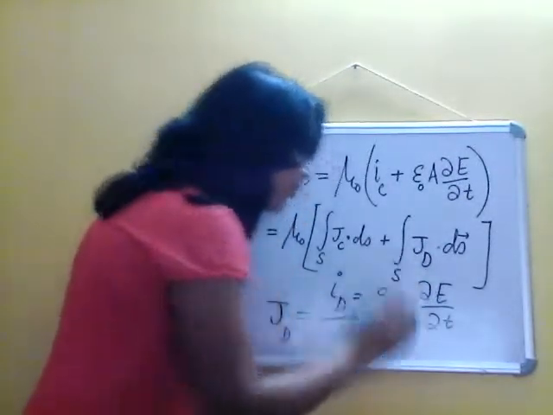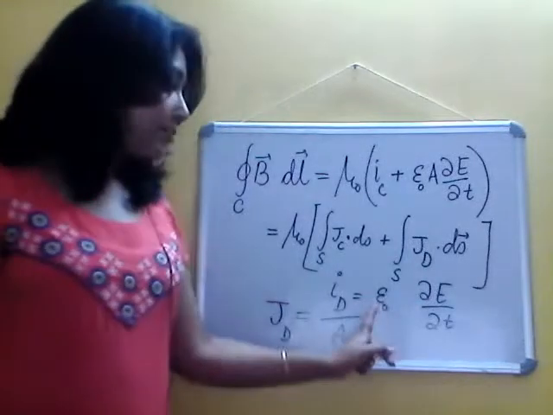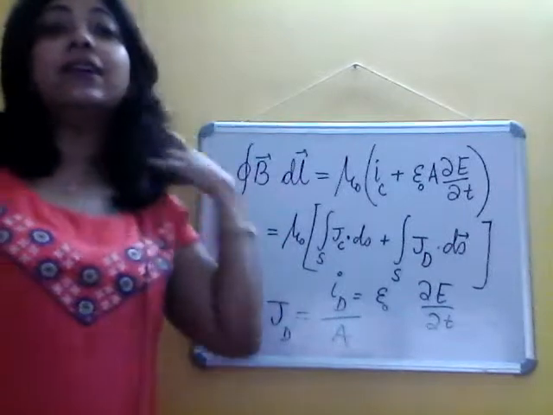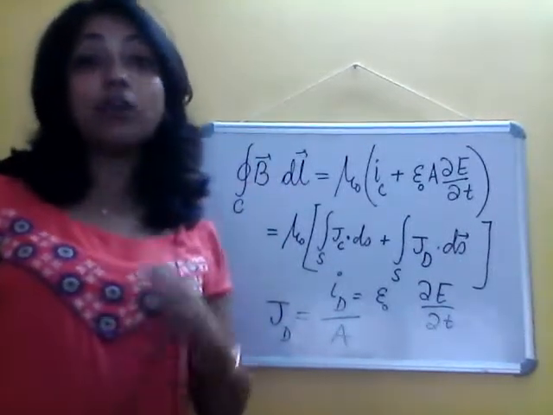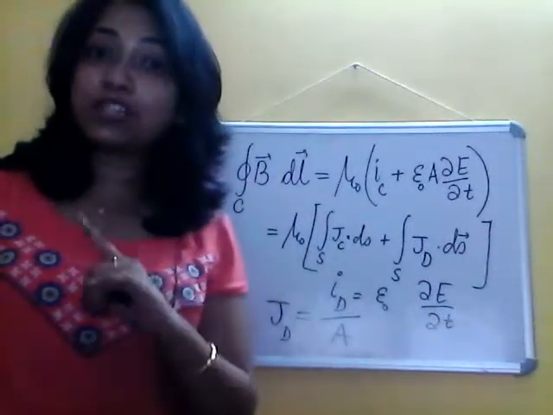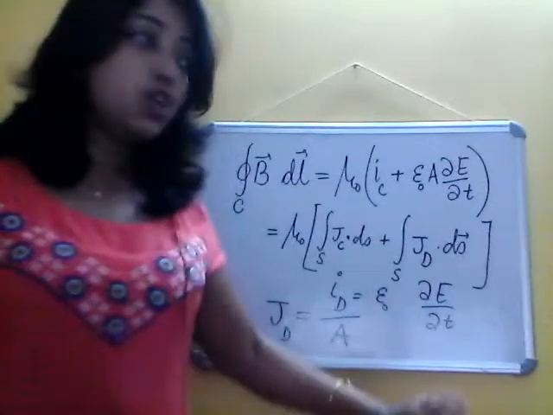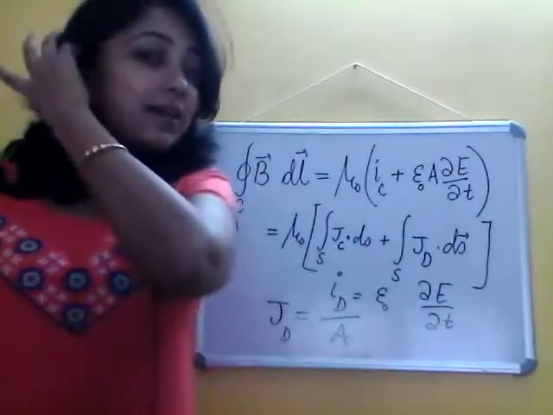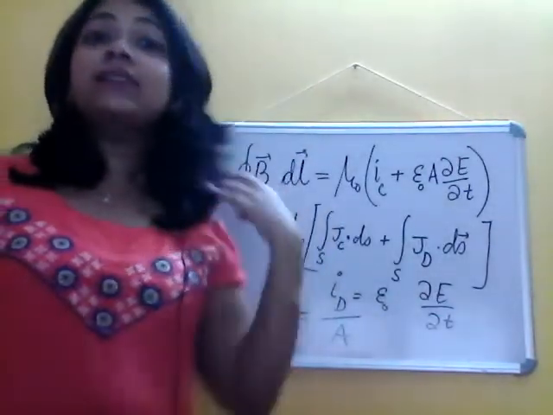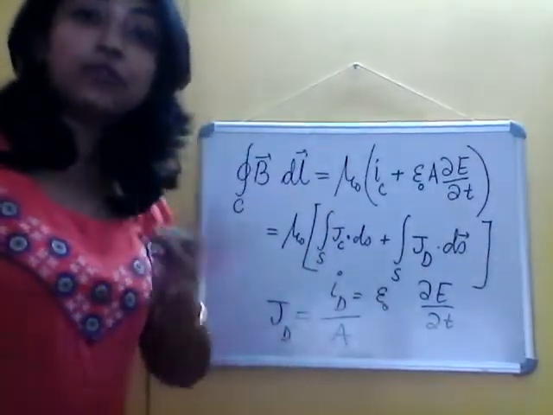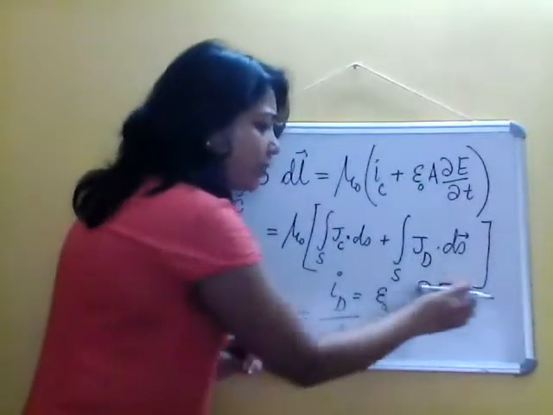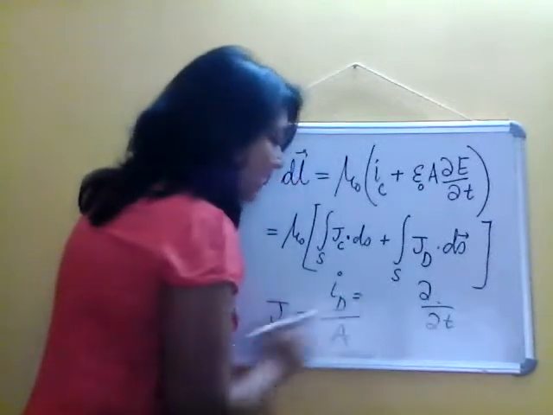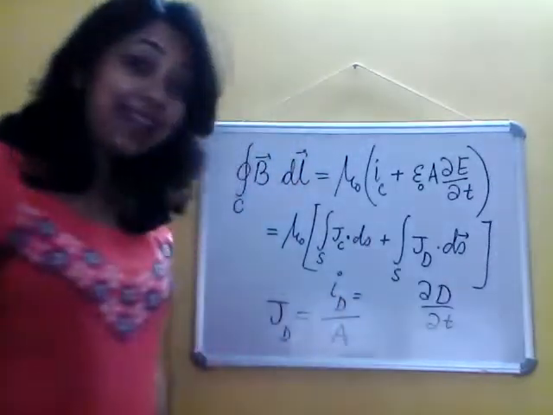I'm going to get rid of the area. So epsilon 0 del E del T is nothing but the surface current density, but which current? Displacement current. So epsilon 0 del E del T is the surface current density. And epsilon 0 E, if I write together, I hope all of you will agree with me that this JD is nothing but del D del T.